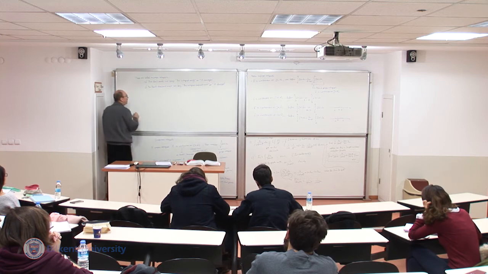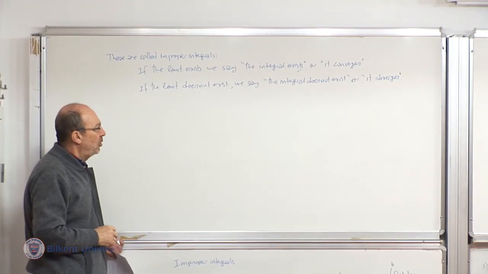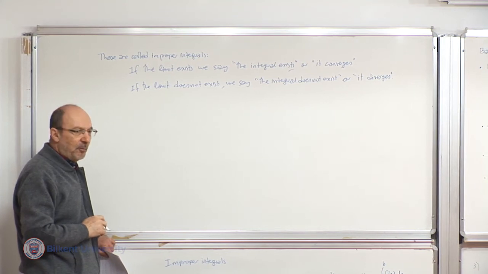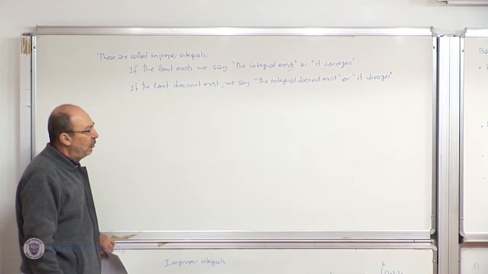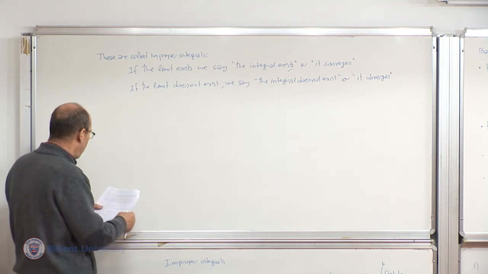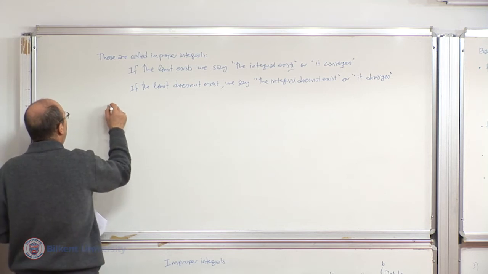So the examples we do are first the nice examples where we can explicitly find the value. And then we will look at techniques of checking whether the integral converges or not without actually finding out what the value of the improper integral is. So first, easy examples.